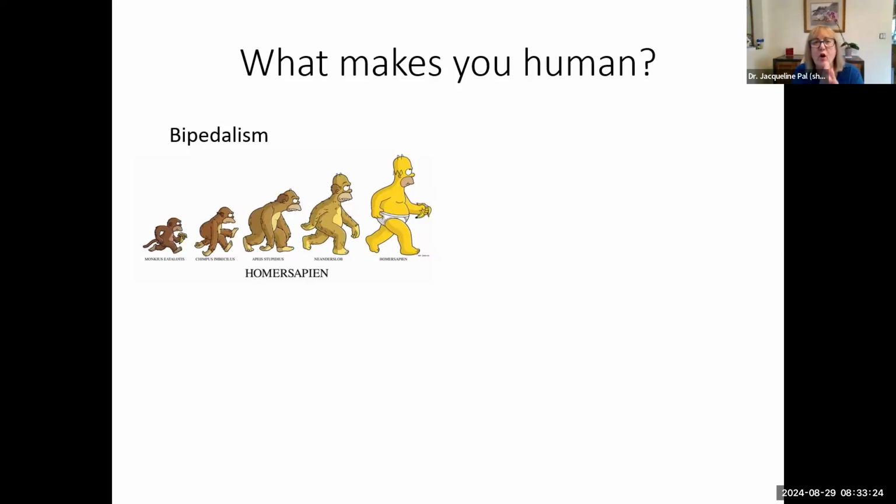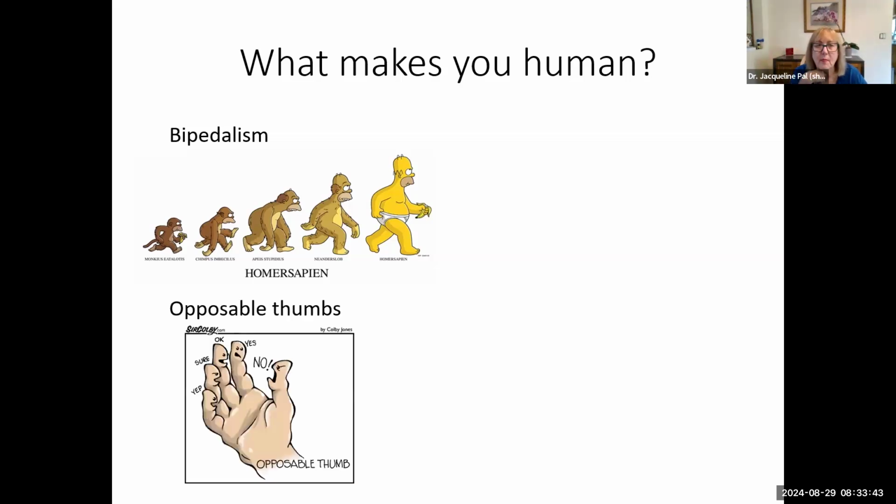The first is we are bipedal. We are upright. We walk on 2 of our extremities. We walk on the lower extremities. And what that does is it frees our upper extremities to manipulate the environment at all times. We're not going back and forth between 4 and 2.